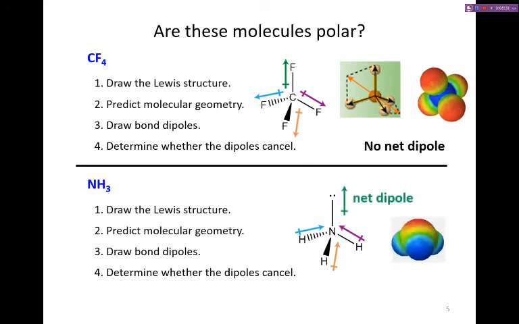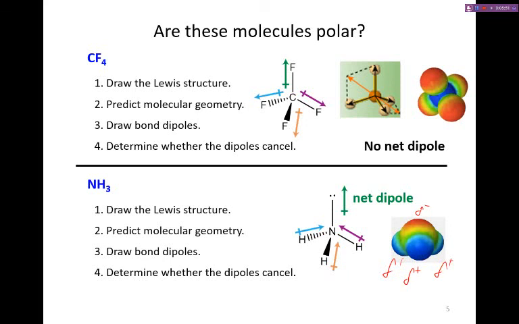And indeed, when we look at the map of electrostatic potential, we have a partial negatively charged region near the nitrogen, and a partial positively charged region on the other side.